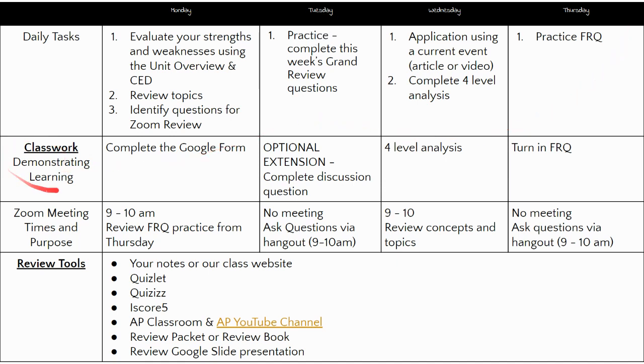Now, classwork. So this is how you're going to demonstrate your learning. This is what you're going to turn into Google Classroom on a daily basis, okay? There's going to be a Google form every Monday where I have you identify your strengths and weaknesses based on the course articulation. That's going to help me design how I'm going to address some of the review concepts.